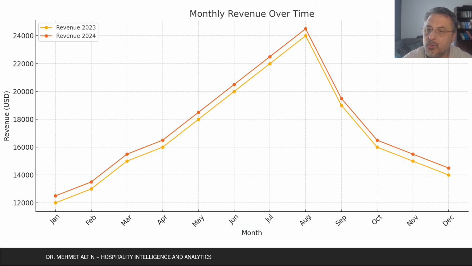Now, if we continue, more advanced visualization types: time series visualization like line charts or area charts are ideal for tracking trends over time. For example, you can visualize how monthly occupancy rates change across seasons or how revenue grows year over year.